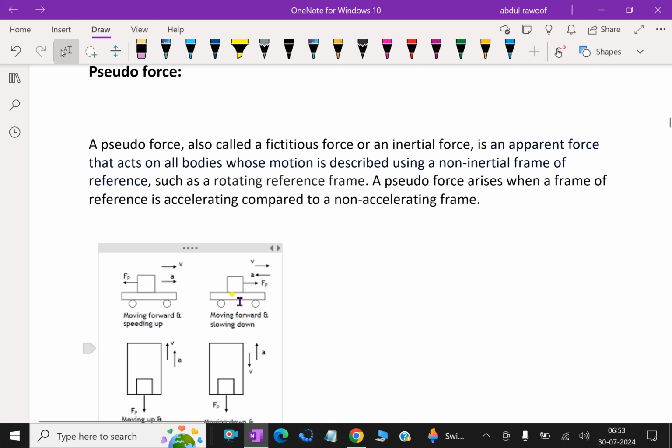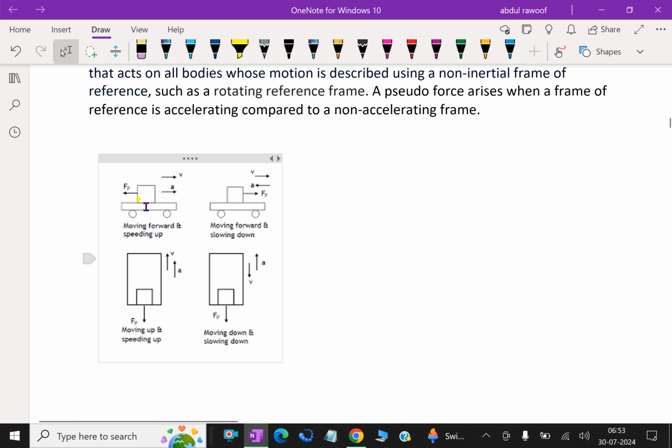Look here, suppose a vehicle has a body lying on it. Suppose the vehicle speeds up in this direction. What happens? The body tries to move backward. Suppose you're moving forward and slowing down; while the vehicle is slowing down, the body tries to move forward. So it's a pseudo force. This also happens in a lift, going up and down, so we feel the pseudo force.